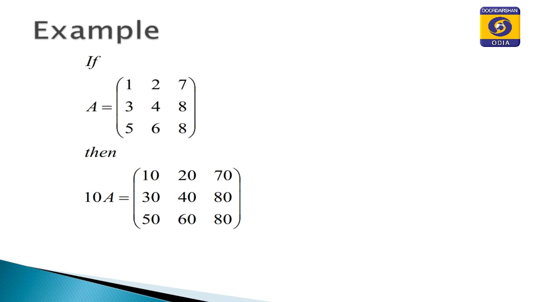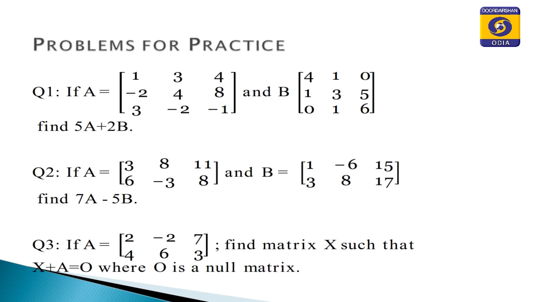Here is an example. Suppose A is a matrix containing elements 1, 2, 7, 3, 4, 8 and 5, 6, 8. Then 10A, where 10 is a scalar and A is a matrix, becomes 10, 20, 70, 30, 40, 80, 50, 60 and 80. Problem for practice. This is a problem given for your practice.